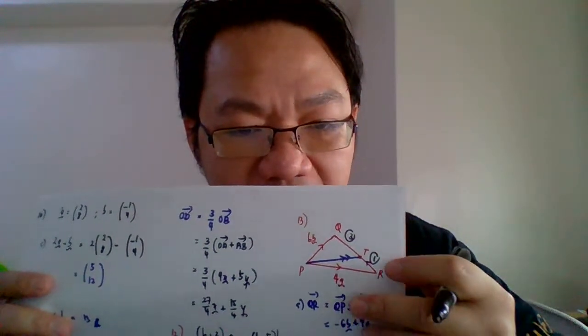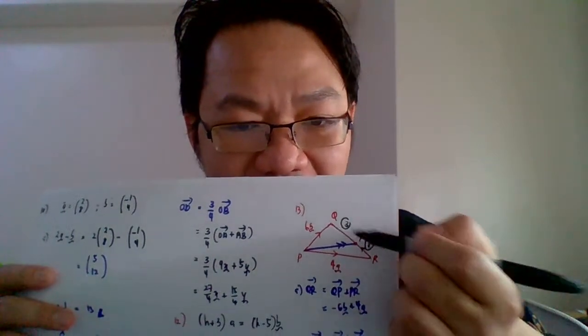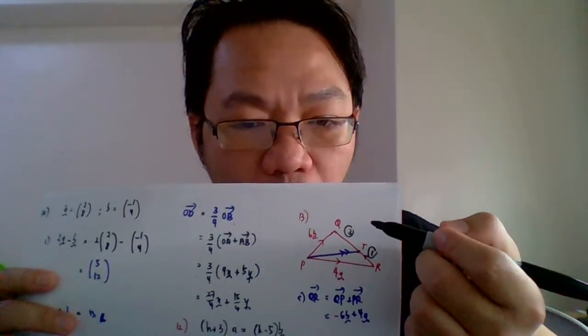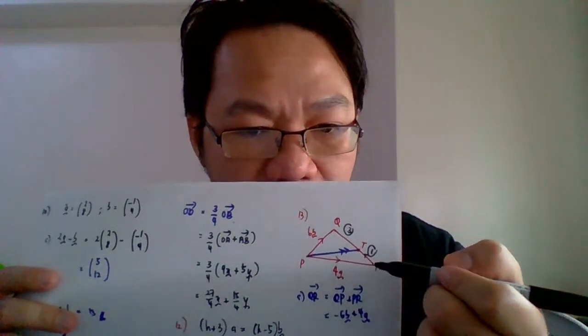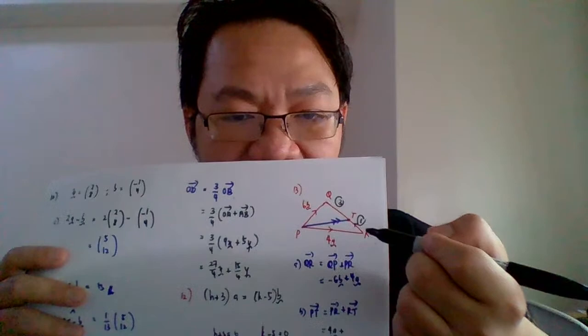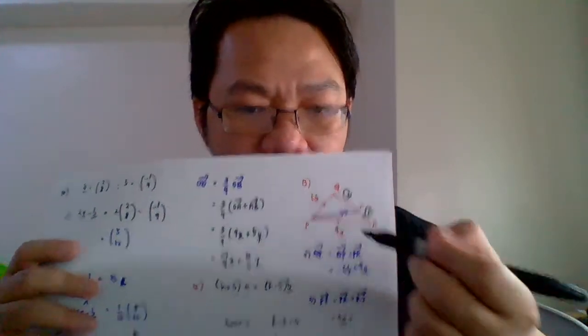If you look at the diagram, PR equals 4A. But RT, I want to find the RT here. RT is actually 1 of 4, right? This is 3 and 1, the total is 4. So RT is 1 over 4 of RQ. Okay, RT is actually 1 over 4 of RQ. So we update.